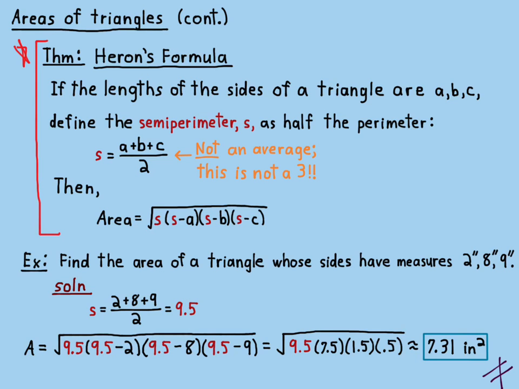Okay, so not much to that. You just have to remember how to find the semiperimeter, and then the formula for the area in terms of the semiperimeter and the lengths of the 3 sides of the triangle. So that's Heron's formula.